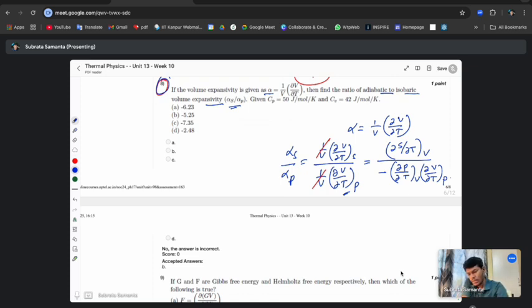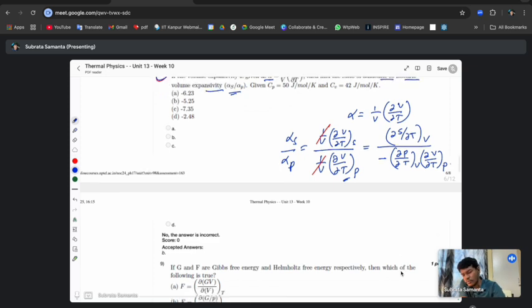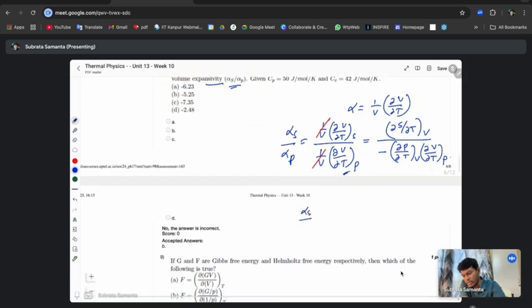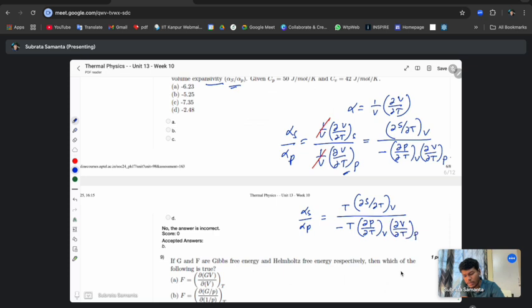Okay, check this. So this is basically very simple. You rewrite first del V del T at constant S in terms of del S del T at constant V. Now we multiply both sides with T, right, so your alpha S over alpha P equals T times del S del T at constant V over minus T times del P del T at constant V times del V del T at constant P, right.